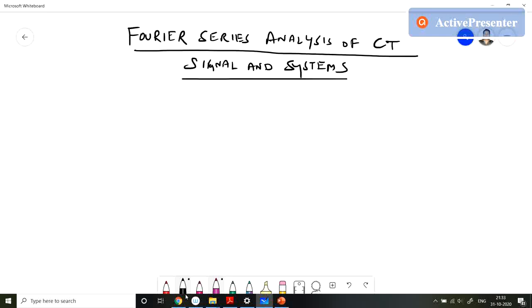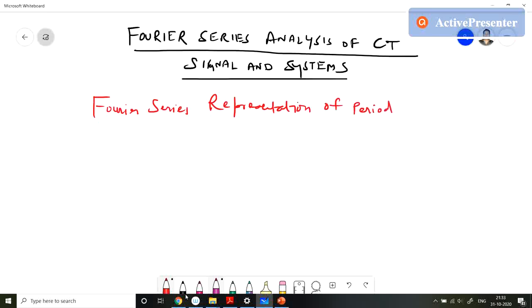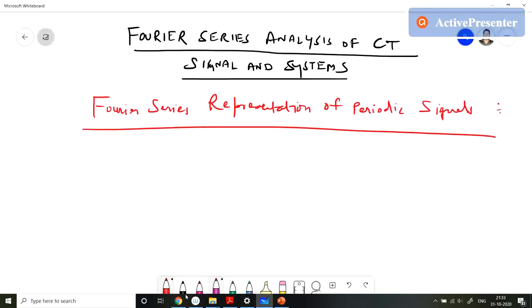So what is Fourier series? Fourier series representation of periodic signals. So let us discuss the Fourier series representation of periodic signals first. We first need to know what a periodic signal is. I am again revising this concept. We have discussed this concept in the very first lecture.